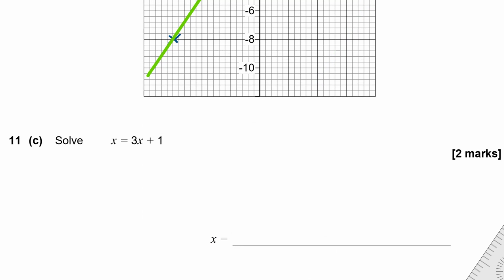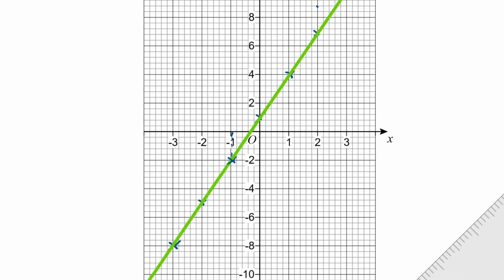Now there are two ways of doing this. We could either do it graphically or we can do it algebraically. Graphically, we've already drawn the line y is equal to 3x plus 1, which is this side of the equation. Now if we draw the line y is equal to x, which is the other side of the equation, then where they meet or where they cross is going to be our value of x. So this is the line y is equal to 3x plus 1.